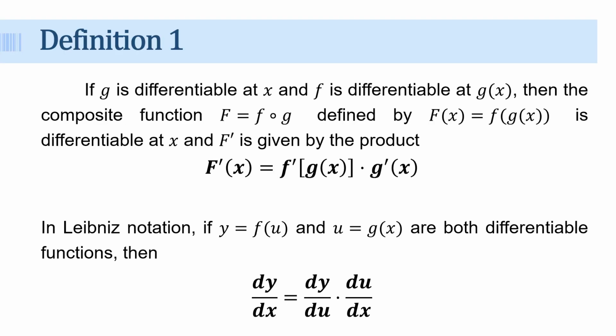If g is differentiable at x and f is differentiable at g of x, then the composite function capital F equals f circle g defined by capital F of x equals f of g of x is differentiable at x, and capital F prime is given by the product capital F prime of x is equal to f prime of g of x times g prime of x.